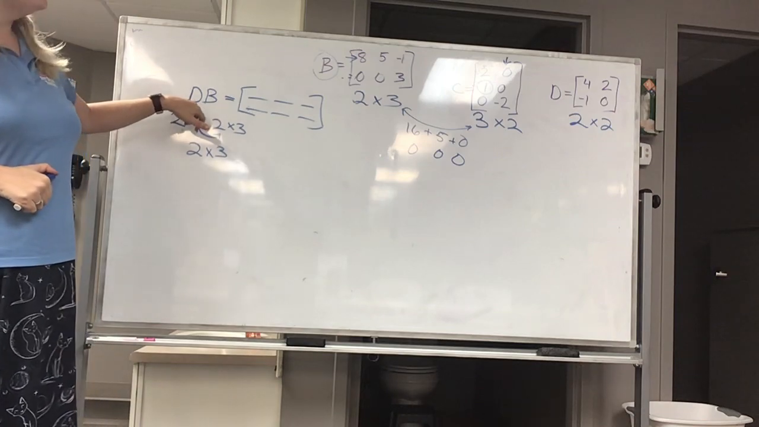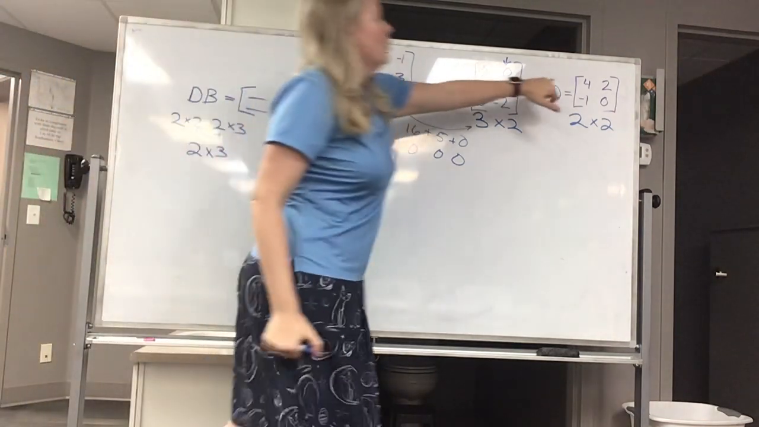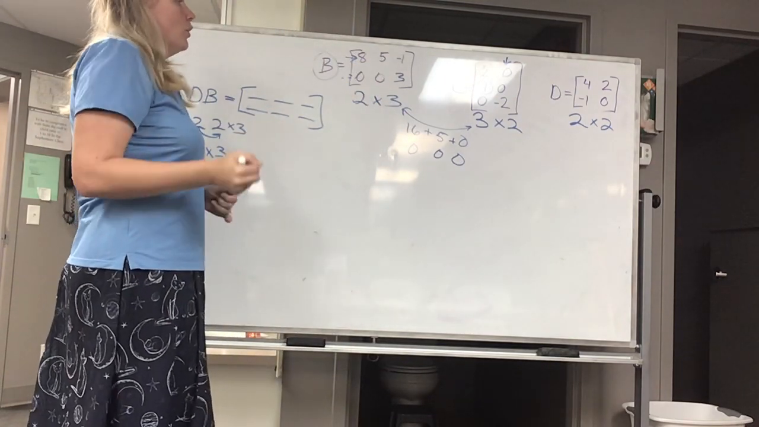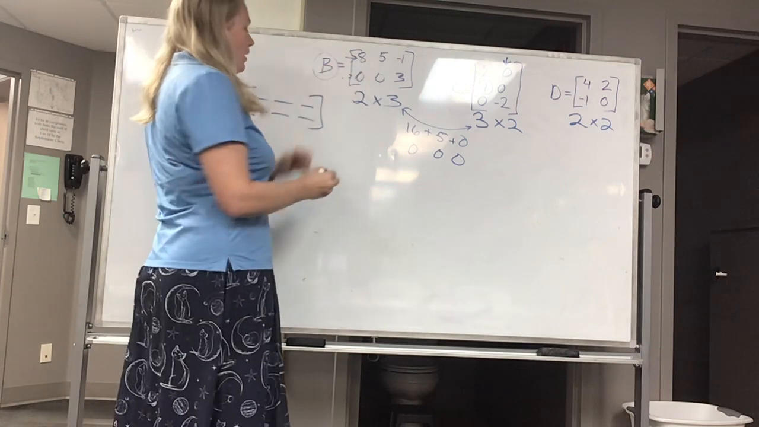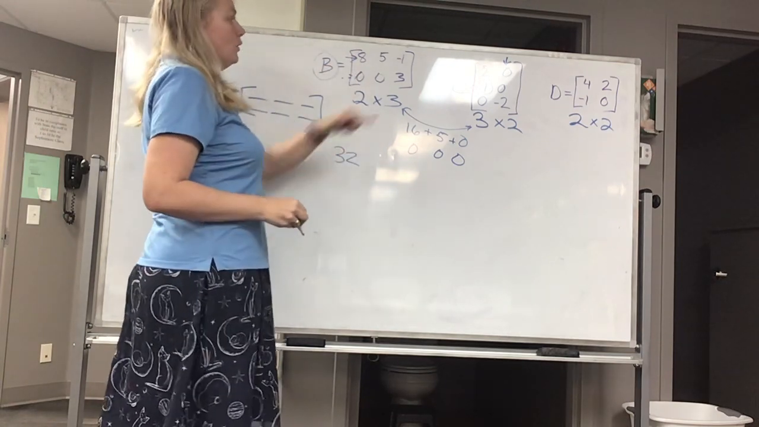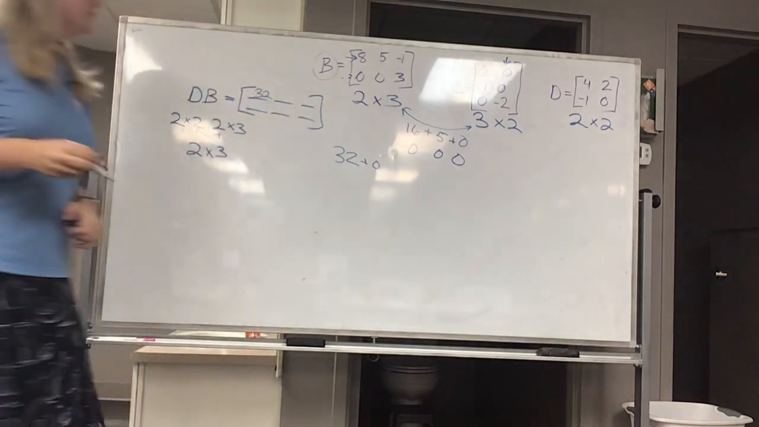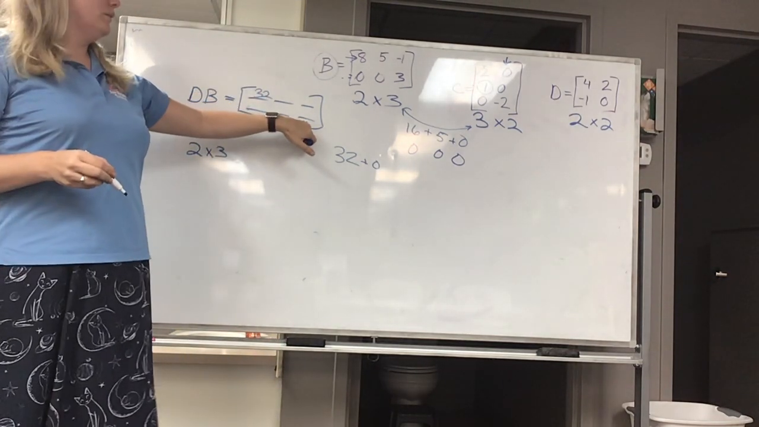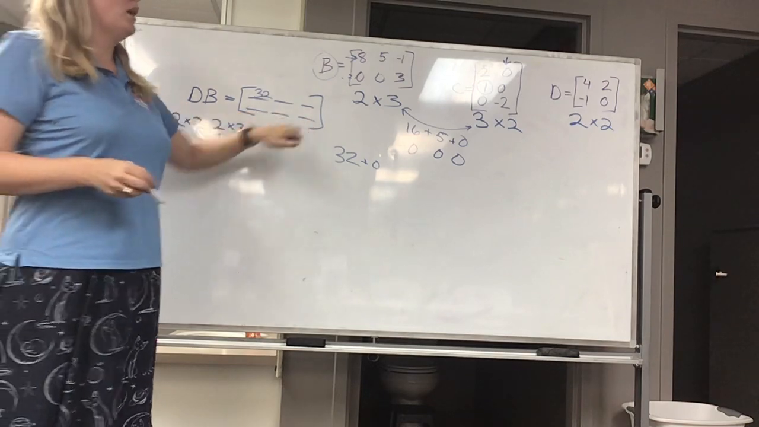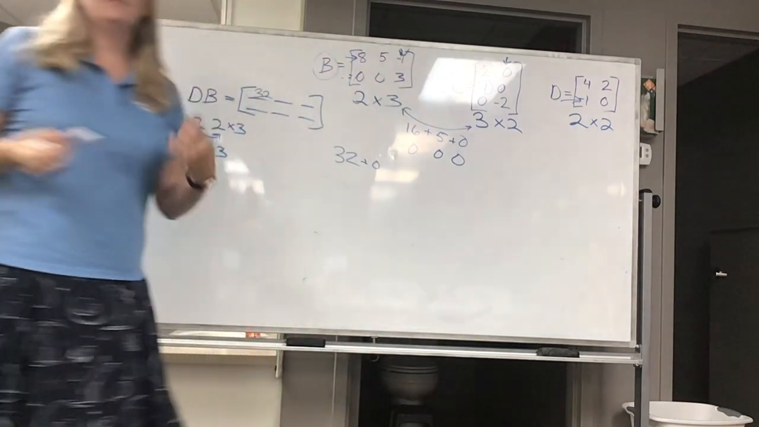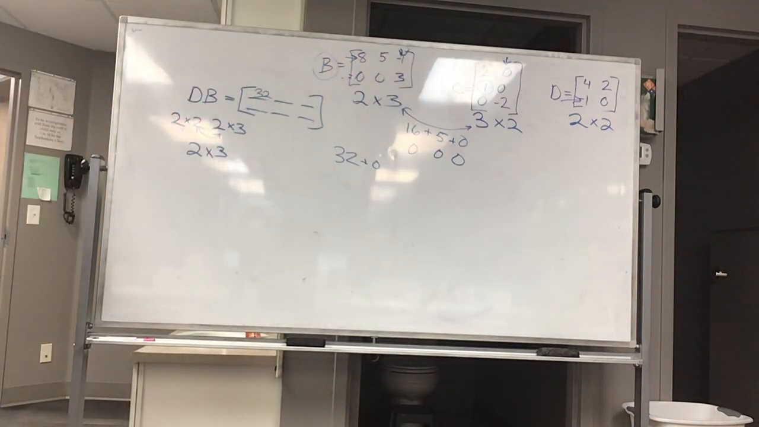So we are taking D, row 1, times column 1. So we have 4 times 8 is 32. 2 times 0 is 0. If we want this last one, this is the second row, third column. Second row, third column, it's just matching pieces of information up. All right.